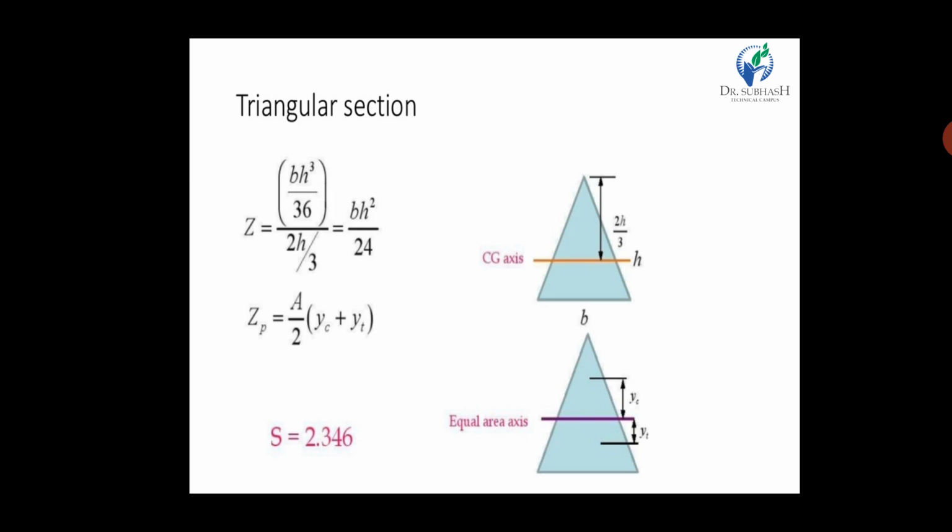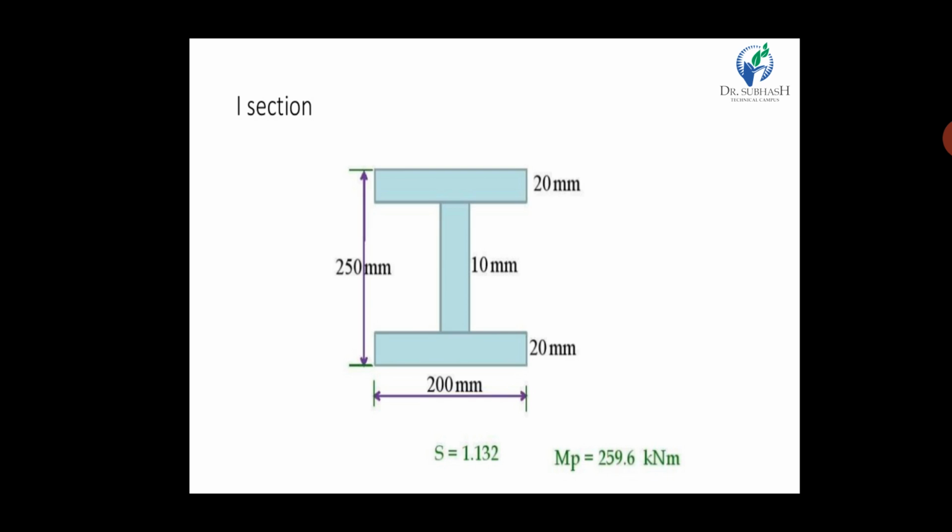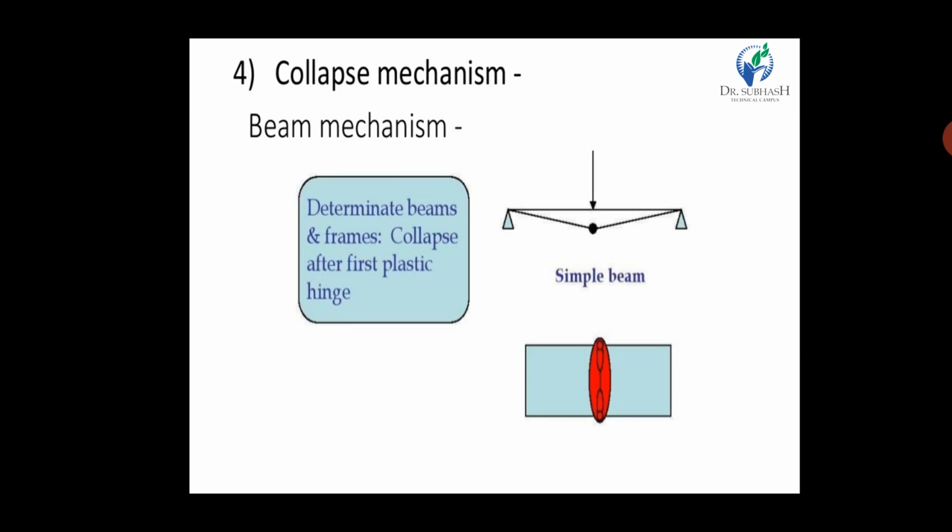Likewise, we calculate for the triangular section, the shape factor should be 2.346. Next, for the I section, the shape factor should be 1.135 and Mp should be 59.6 kilonewton meter.